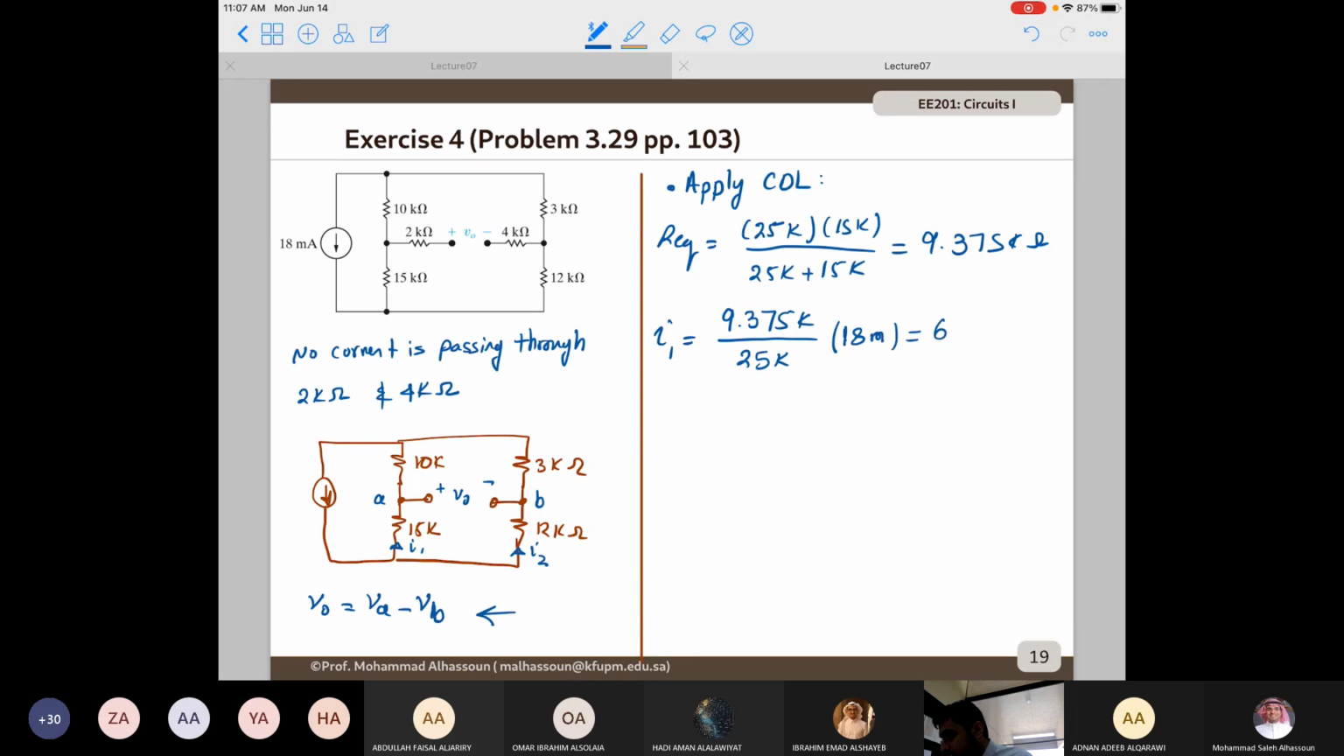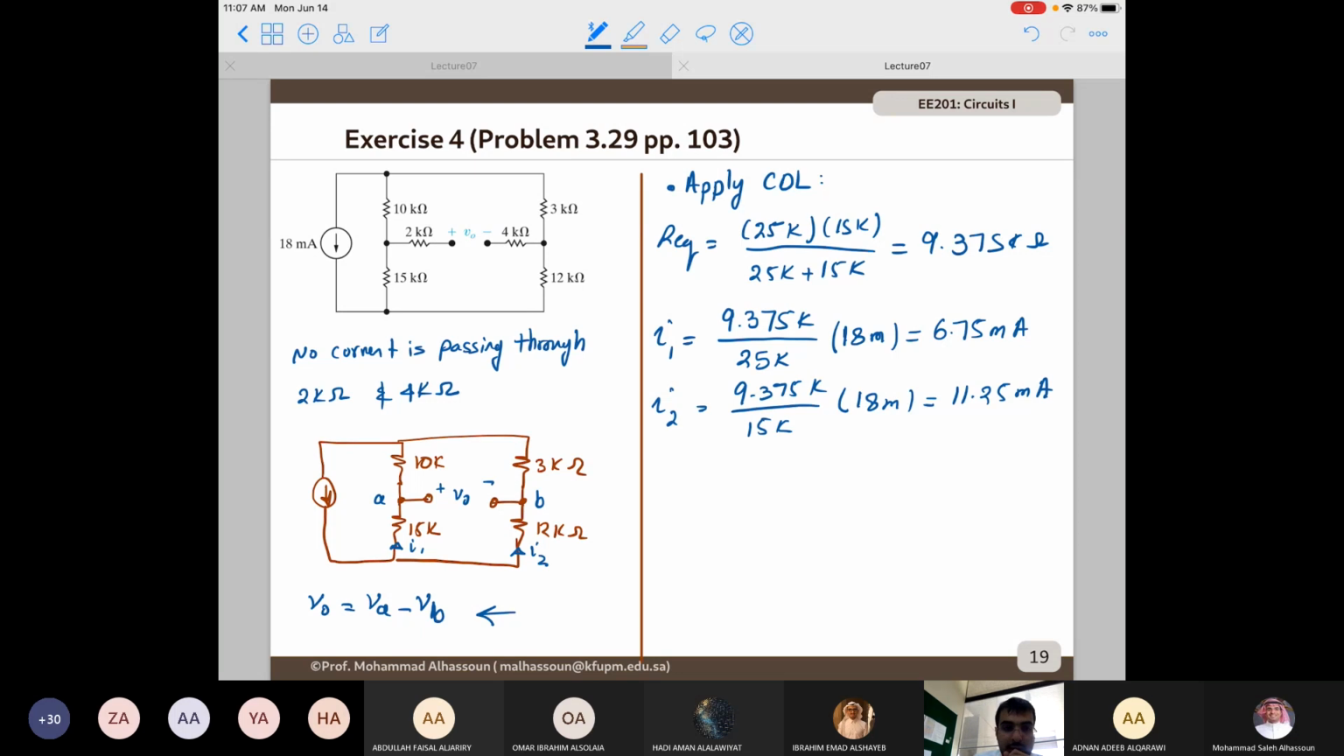And the result is 6.75 milliampere. I2, 9.375 should be 15. You can do that, or you can apply just simply KCL here. 11.25.